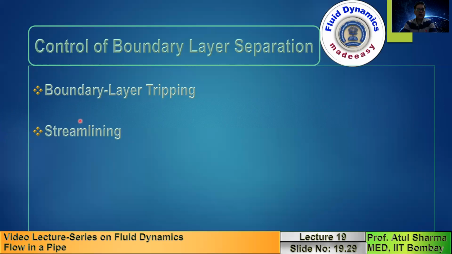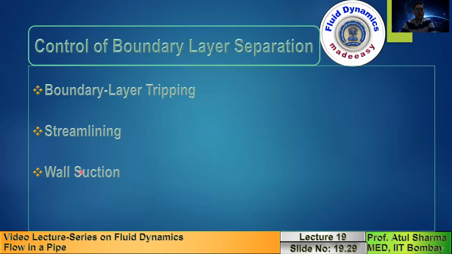The second technique is better streamlining. Like the circular cylinder on the back side, if instead of circular you made it triangular, then basically you are decreasing the increase in the gap between the streamlines. So when you make the surface more streamlined, there is a gradual change in the gap between the streamlines. In those cases, even if there is an adverse pressure gradient, it will not be sufficient for flow separation.